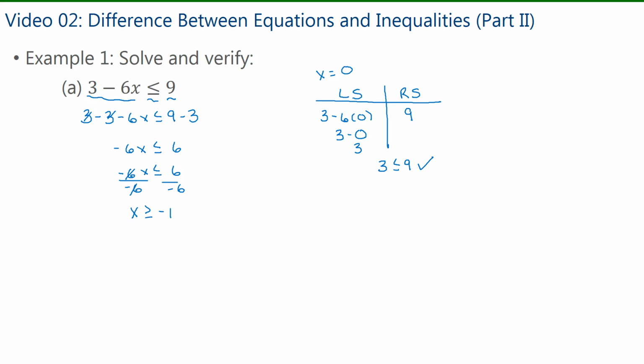Now I'm going to pick another value greater than or equal to negative 1. This time 10. So I get 3 minus 6 times 10. And again we got 9 on the right. Now 3 minus 60 is negative 57. Negative 57 is also less than or equal to 9, so 10 is verified as well.